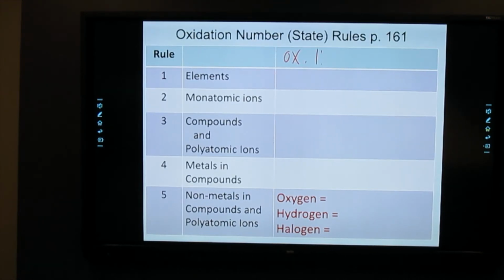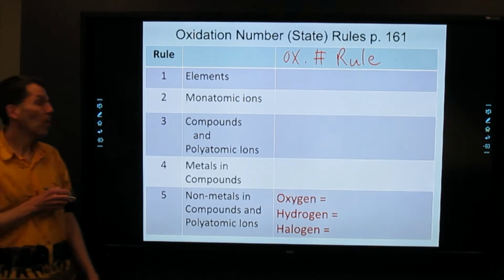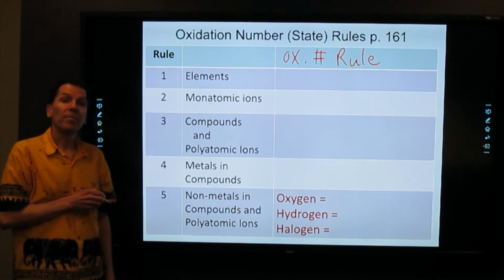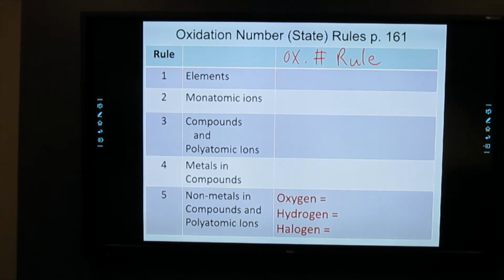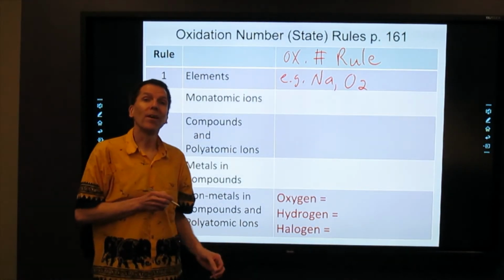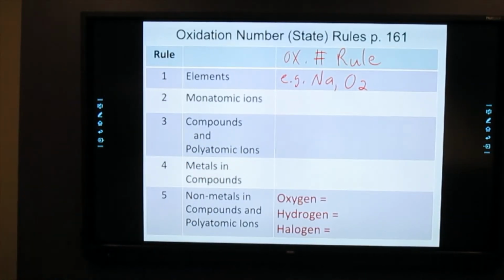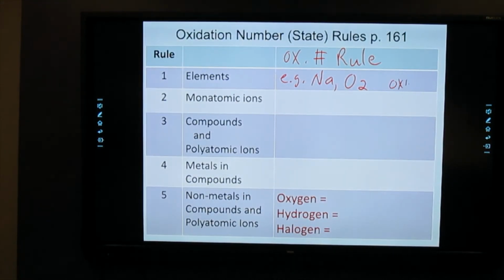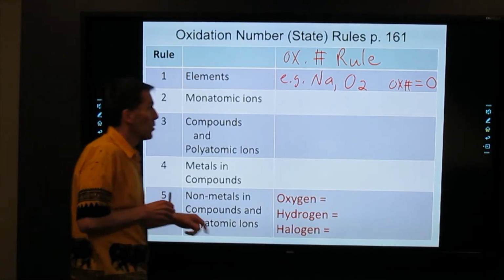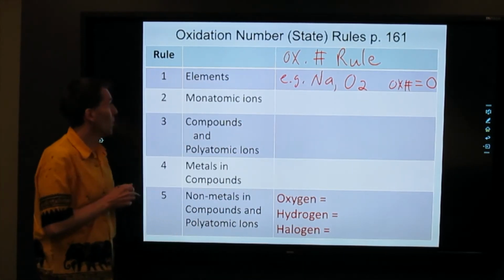I'll put up here the oxidation number rules. Some of these you may remember, hopefully you do. Elements. These are materials like Na, O2. If you have a pure element all by itself, with no charge written by it, oxidation number is 0. They're the easiest. Just as long as there's not a charge written on there, it's a 0.